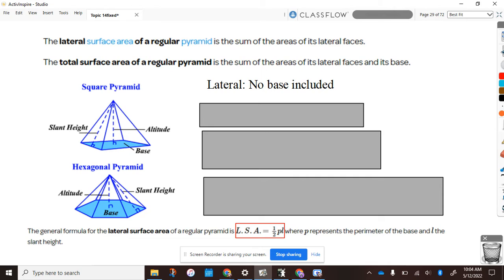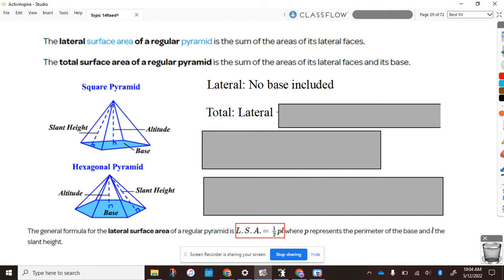So whenever you see that word lateral in any of your problems, that word lateral means we're just talking about those triangles. Total surface area would be the lateral area, all of those triangles, plus the base. So including that part down on the bottom.